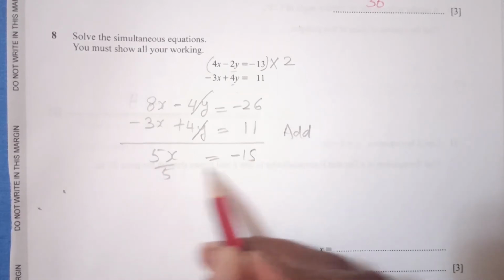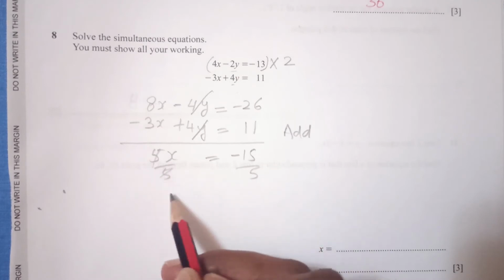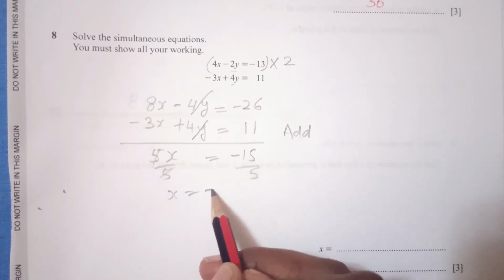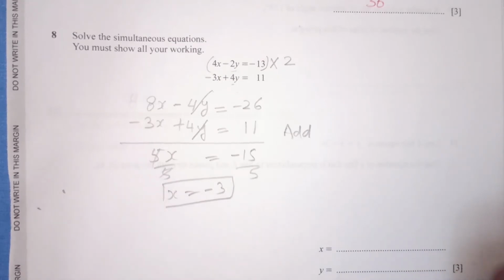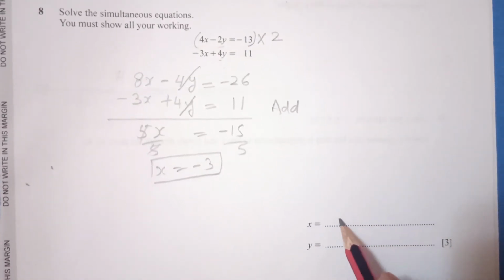Now divide by 5, divide by 5, this 5 is gone. So 5 times 3, 15. So we have x is negative 3. So we can write it down here, x equals negative 3.